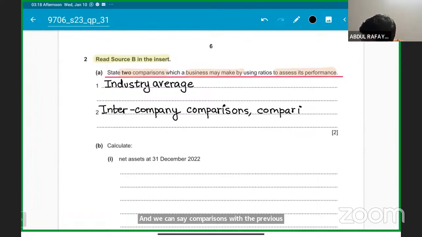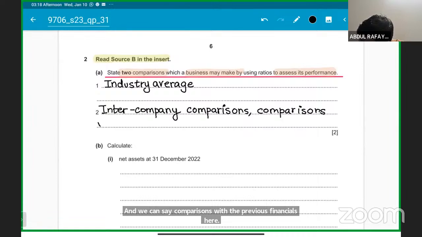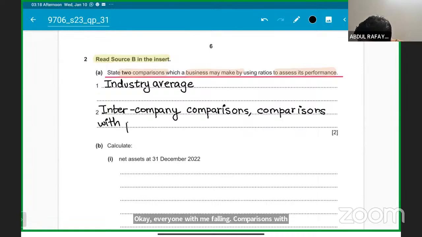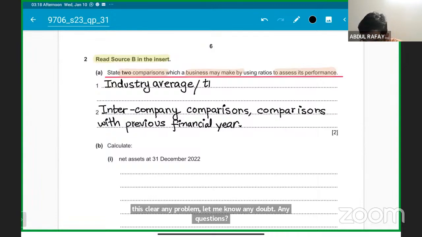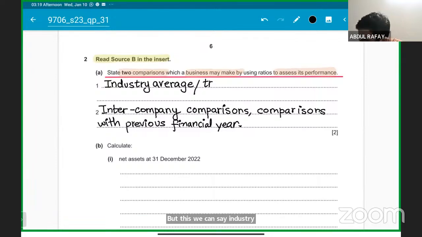And we can say comparisons with the previous financial years. Everyone with me, following? Comparisons with previous financial years. Are you there with me? Understood? Any problems with previous financial years? Any doubt? Any questions? We can say industry average or the trend analysis. How is your trend going? Maybe in 2018 you had 50% gross margin.